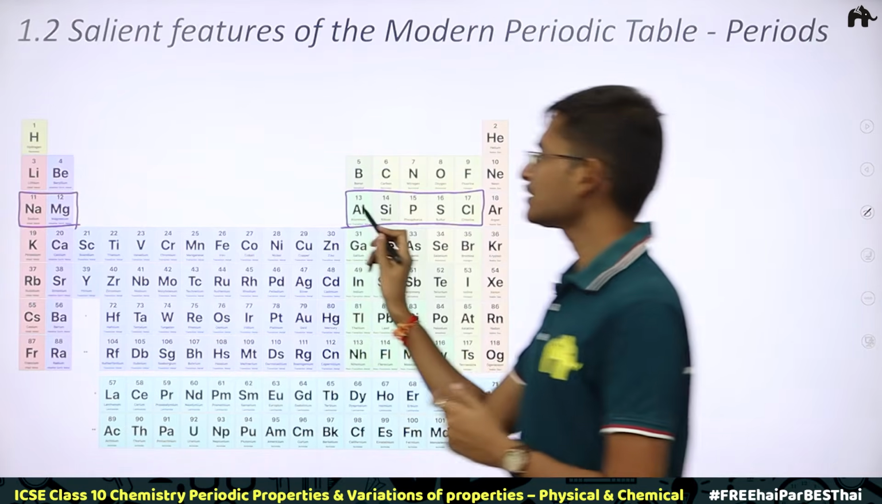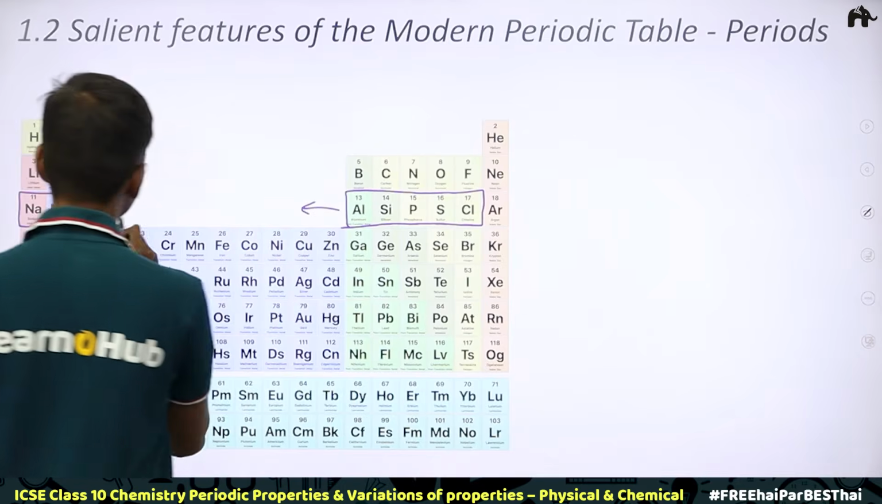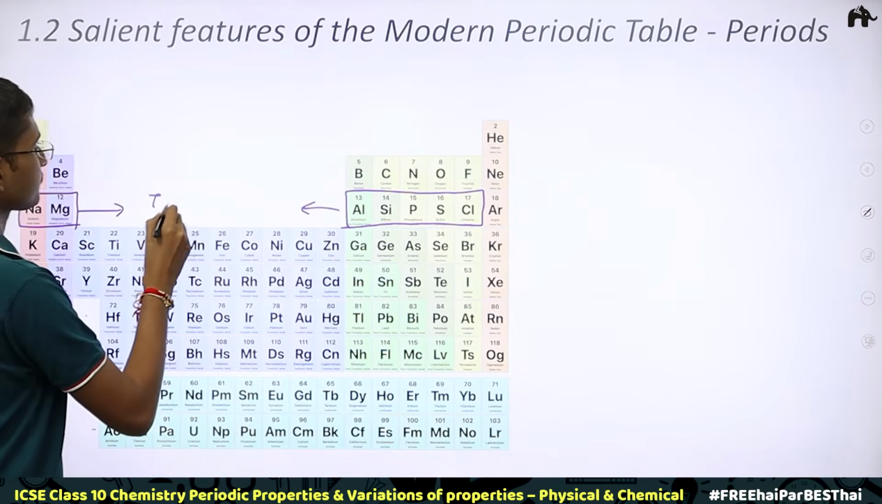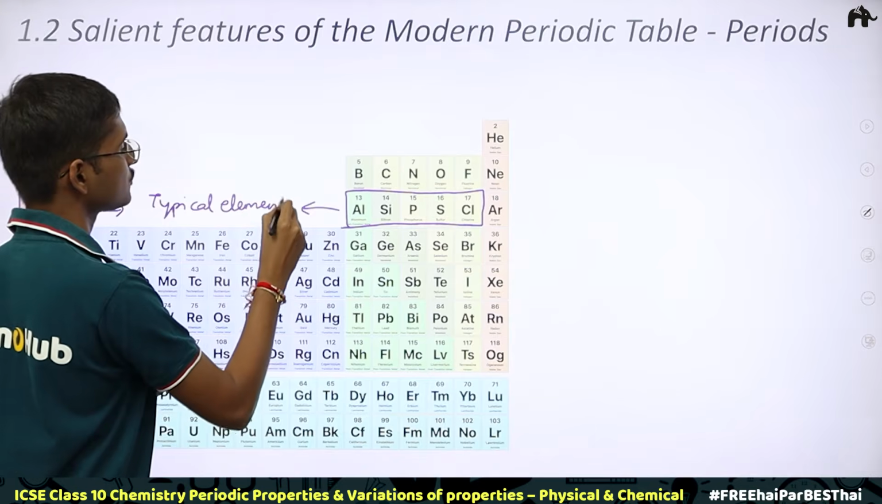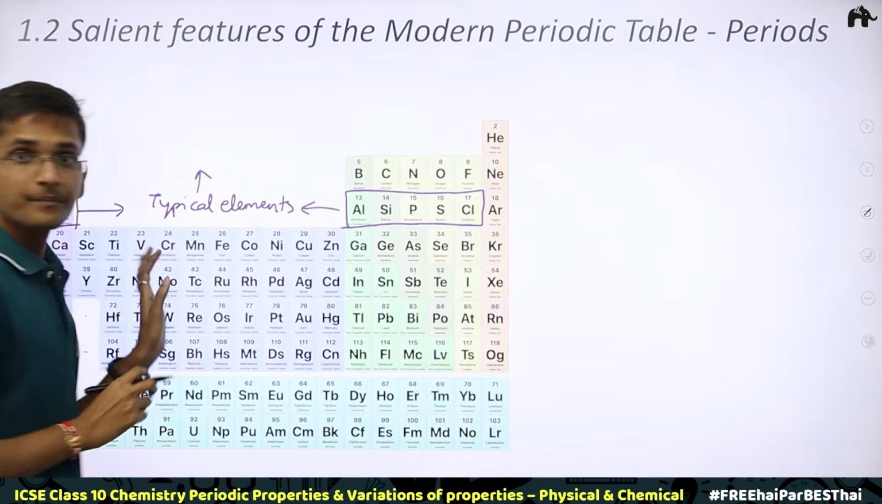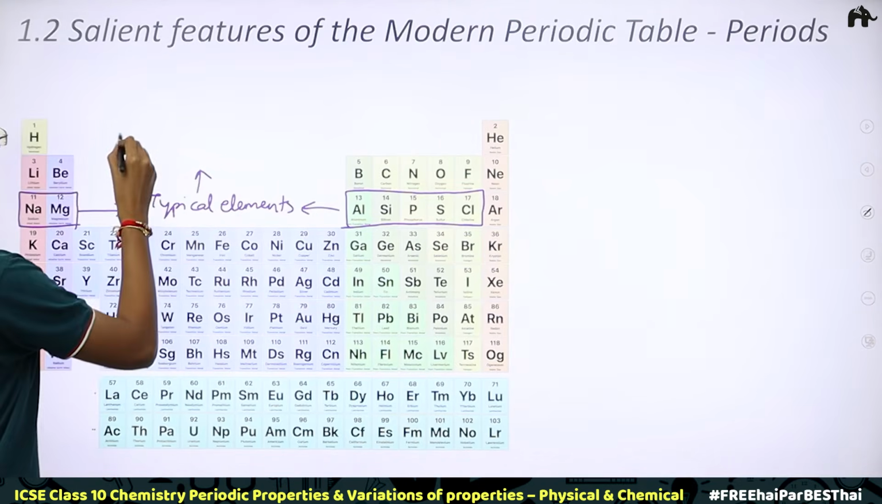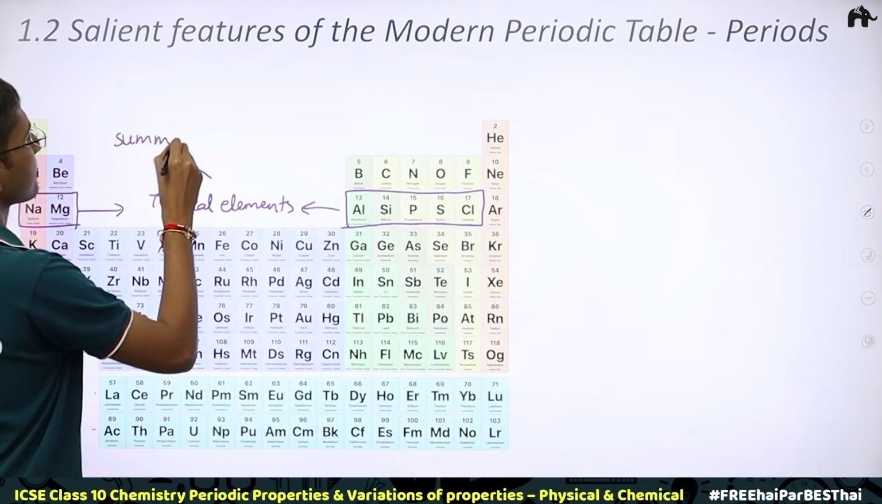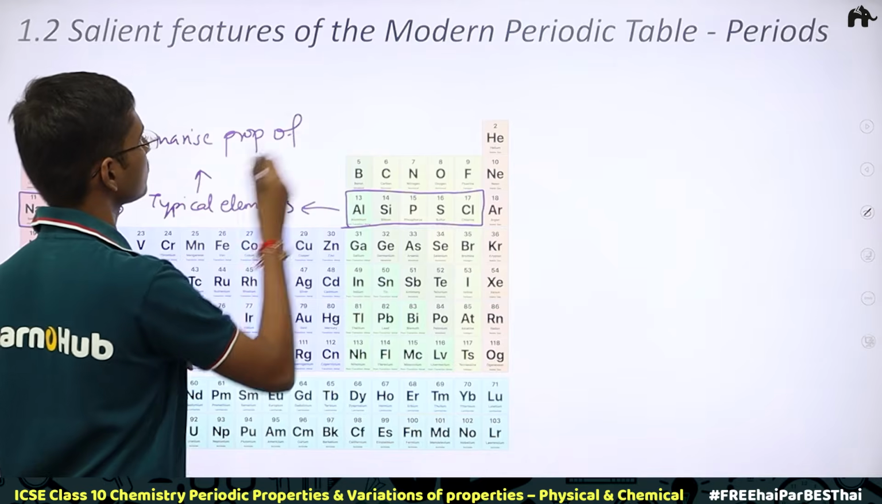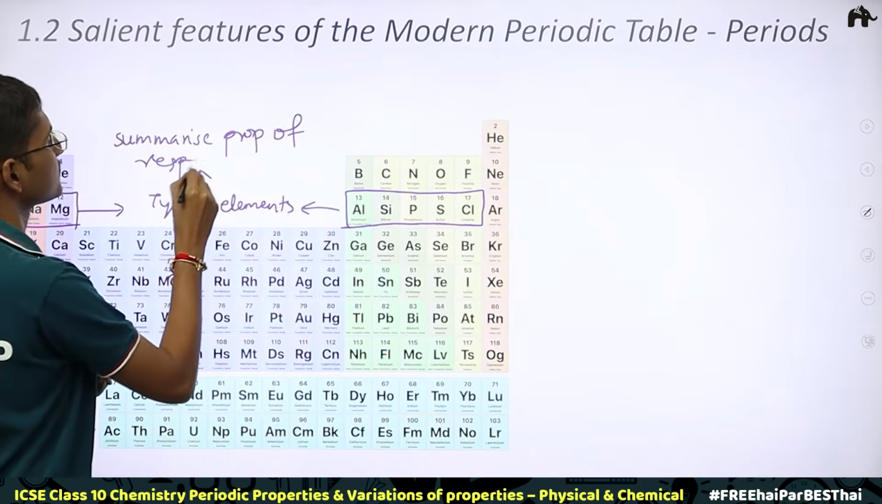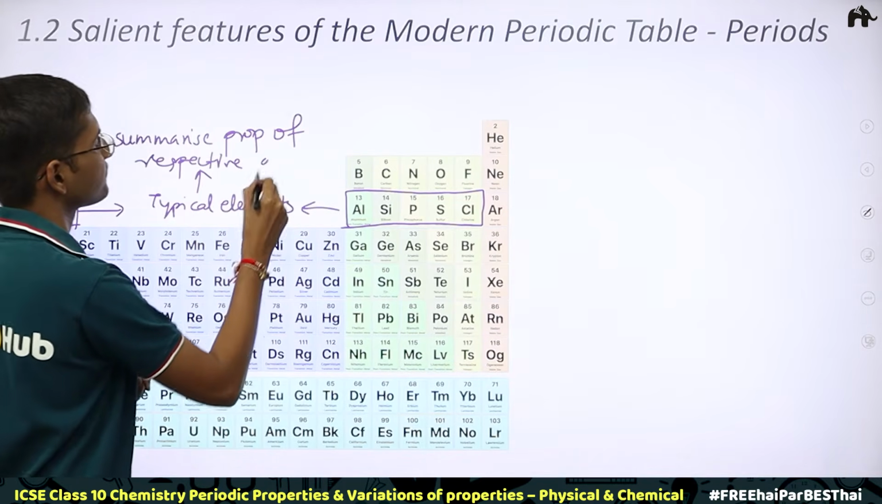Okay, these elements are called typical elements. Now why is this so? Because these elements summarize properties of respective groups. Now, what does this mean?